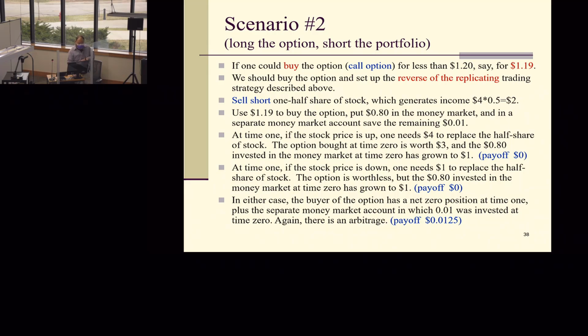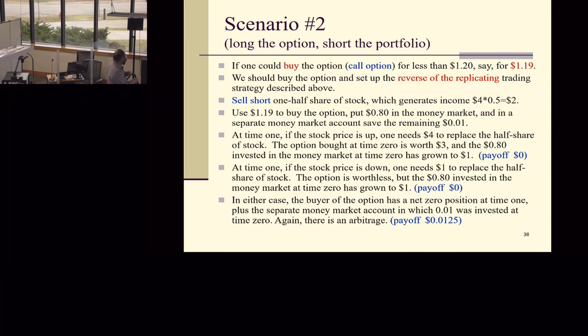Scenario 2, if I can purchase the option for less than $1.20, for example, $1.19 as I illustrated here. So it's cheaper than $1.20, correct? I'm going to buy $1.19 of the option on the market.